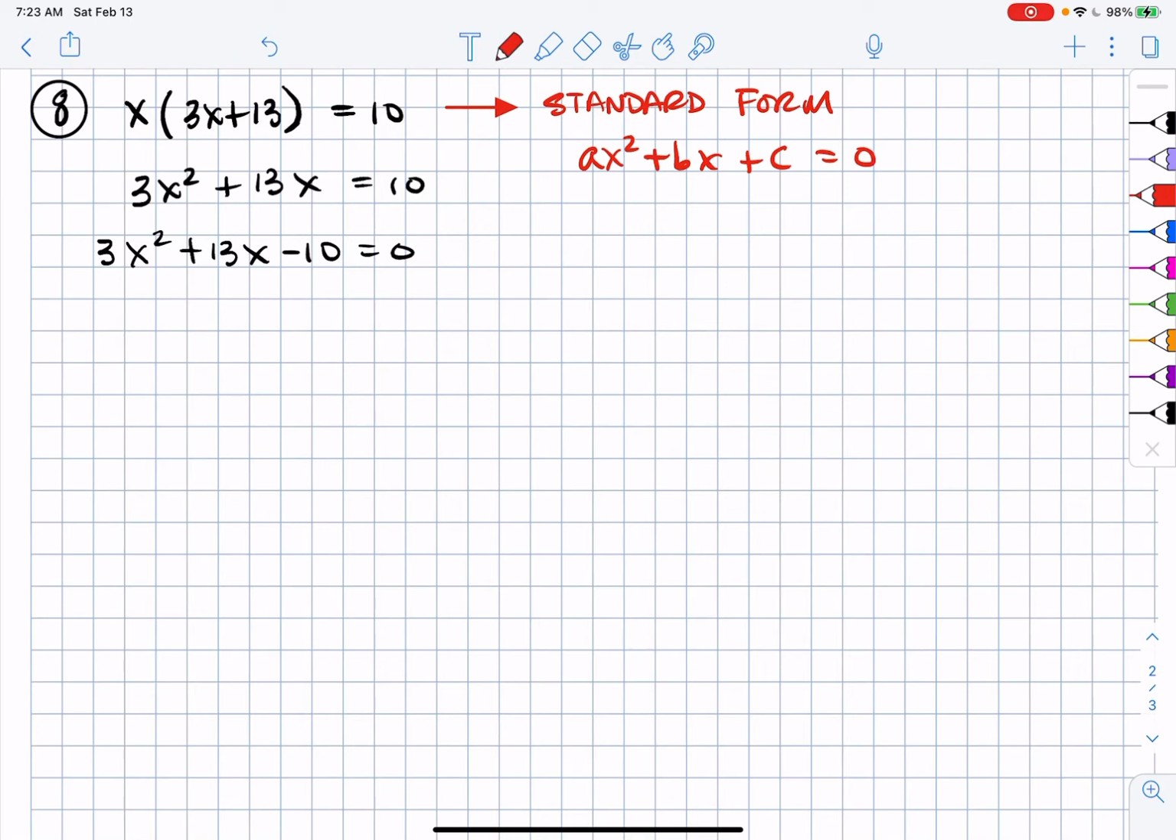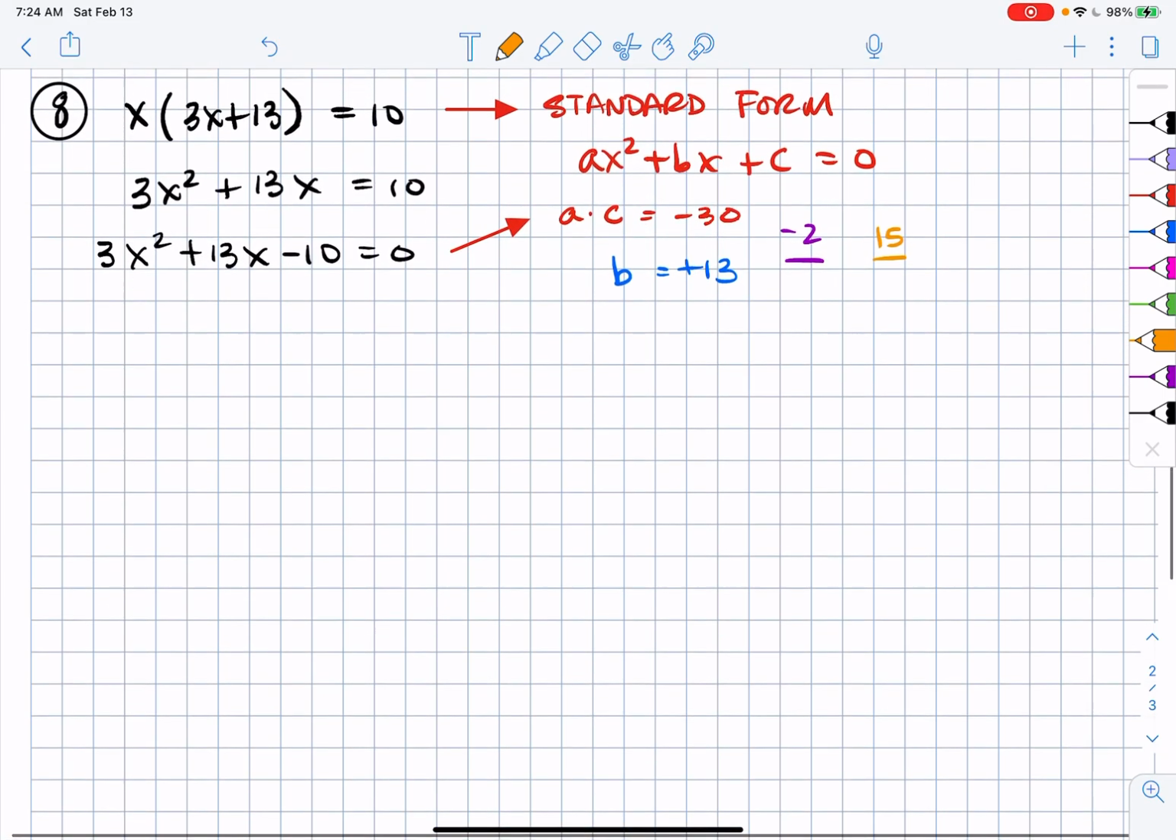So if I have to factor the left side, and I look at that, I have a times c equal to negative 30. My b is equal to positive 13. So the question is, what are my two numbers that I need to multiply together to give you negative 30, but add together to give you a positive 13. So that answer is going to be a negative 2 and a positive 15. If you multiply those two, you get negative 30. If you add those two, you get positive 13.